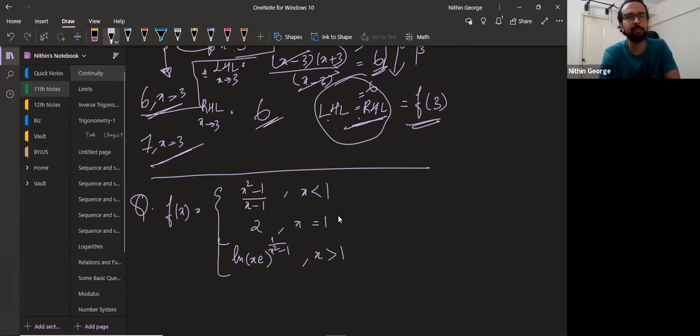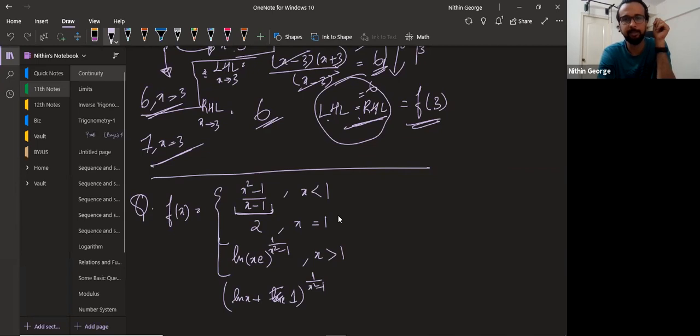Here's your function definition. As you can see, when x is less than 1, you have an algebraic function, x square minus 1 by x minus 1. Whenever you put a value lesser than 1, this quantity will always be defined, so you know it is continuous for x less than 1. Now for x greater than 1, you have ln of x e, which I can write as ln of x plus ln of e, and you know that ln of e is already 1, divided by x square minus 1.